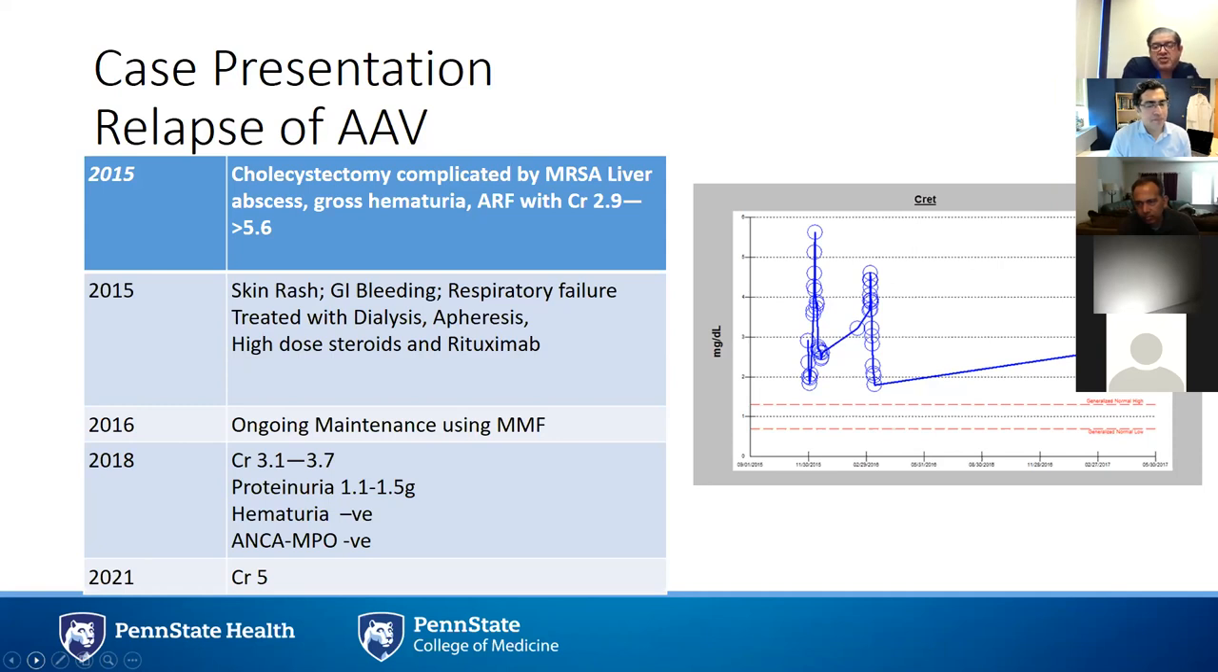But if there's extrarenal disease, then I already have that. So if he's got lung hemorrhage, I know that he's got pulmonary vasculitis again, and that changes the equation entirely.